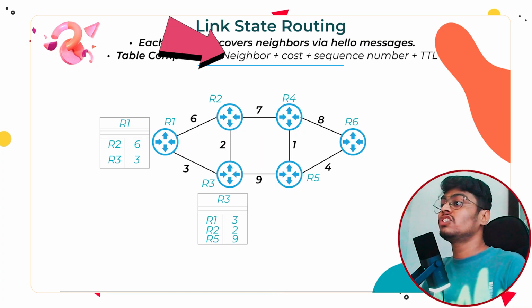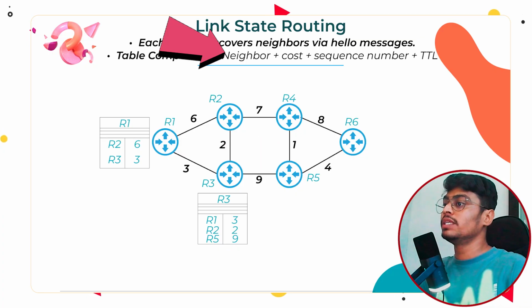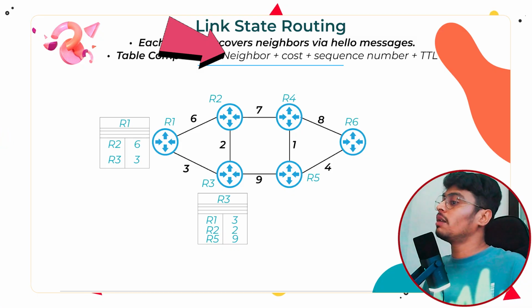Okay, notice that link state packets contain more information than distance vector. They include a sequence number, usually 32 bits, and a TTL field, the time to live field. This means more bandwidth utilization compared to distance vector.